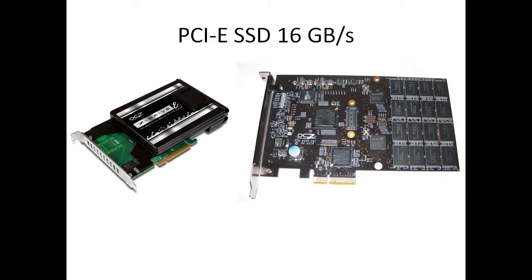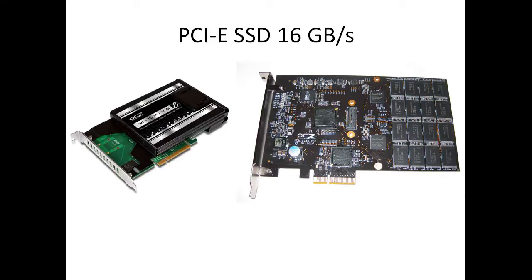One big thing that we're seeing now is PCI Express-based solid-state hard drives versus the serial-based solid-state hard drives. What this basically means is you can do up to 16 gigabytes per second, whereas the normal serial can only do like 6 gigabytes per second. So it's a significant increase in speed.